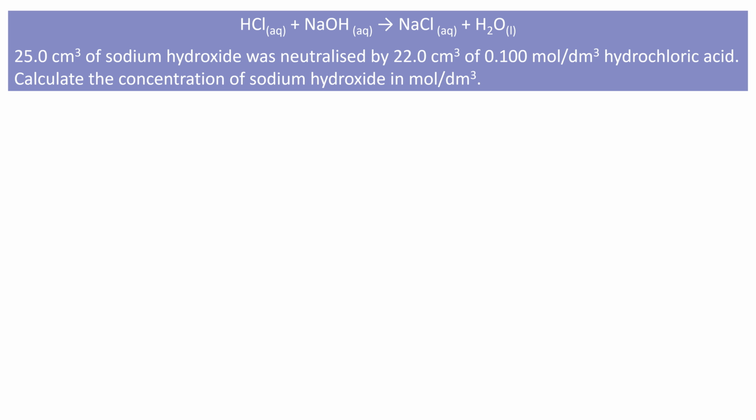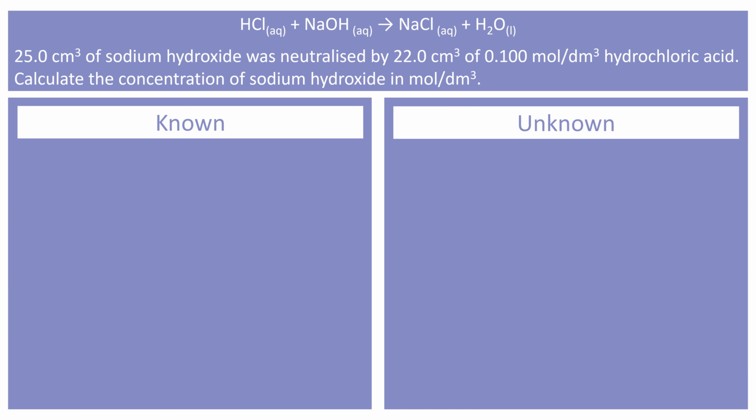Firstly, divide your working out into two sides, the known and the unknown. In this case, the unknown belongs to the value that we're trying to find out. In this example, that's the concentration of the sodium hydroxide. So our alkali is our unknown and goes on the right side. Our known value is the acid, and this goes on to the left.